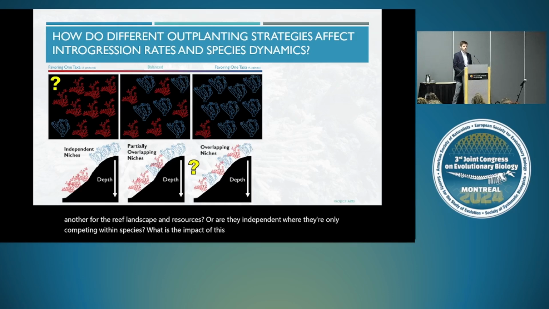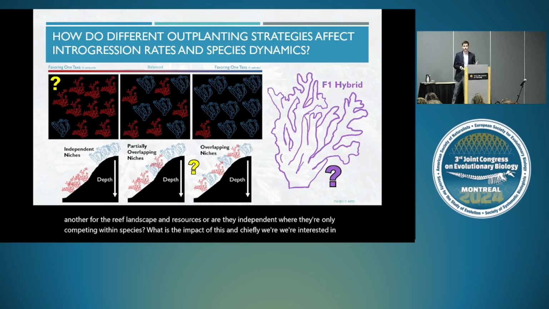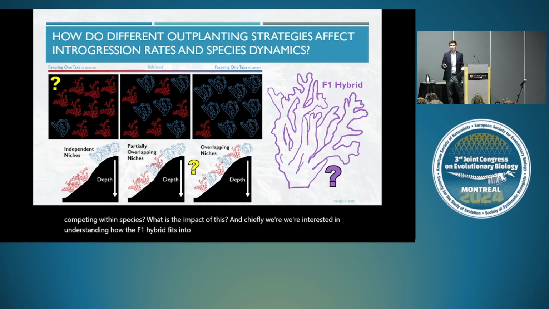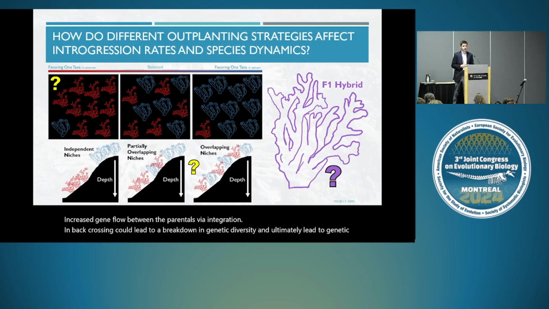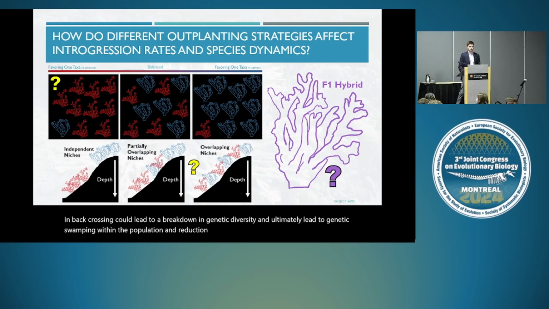And chiefly, we're interested in understanding how the F1 hybrid fits into this. Because it can backcross with the parental species, there is some concern that the increased gene flow between the parentals via integration in backcrossing could lead to a breakdown in genetic diversity and ultimately lead to genetic swamping within the population and reduction of local species diversity.